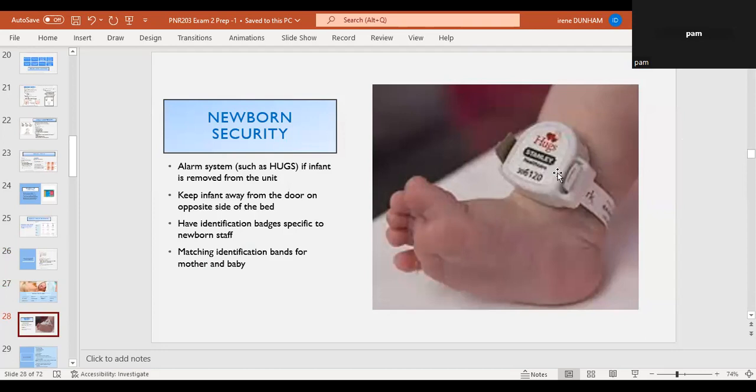This is an alarm so that babies do not go anywhere. Okay. And because we did this alarm system, it has cut down on a lot of baby snatching that we used to have back in the 80s. Okay. So we want to make sure it's all on there.